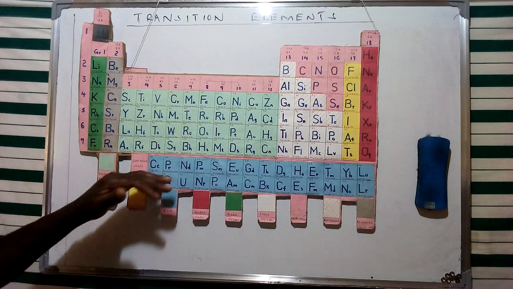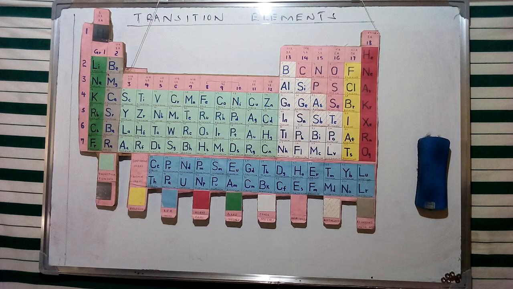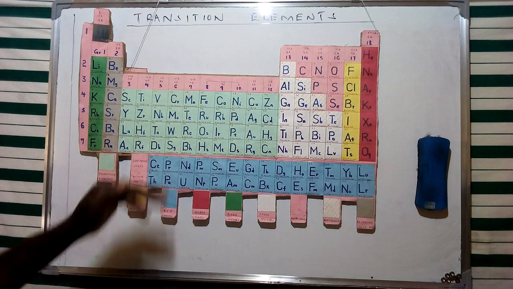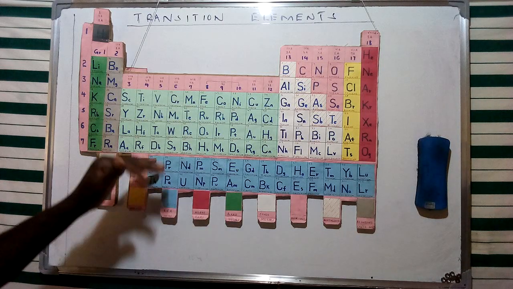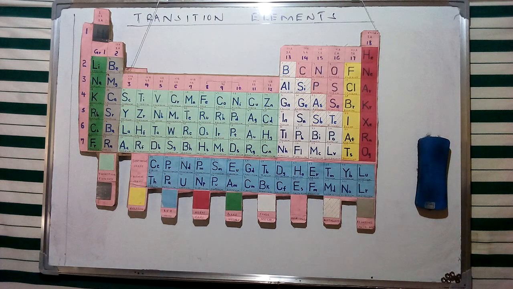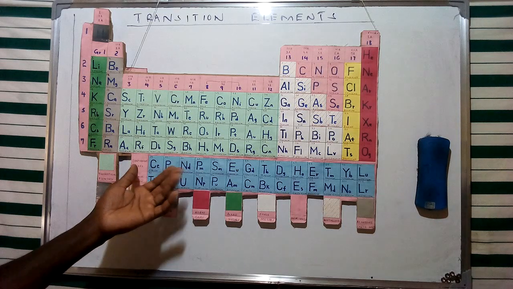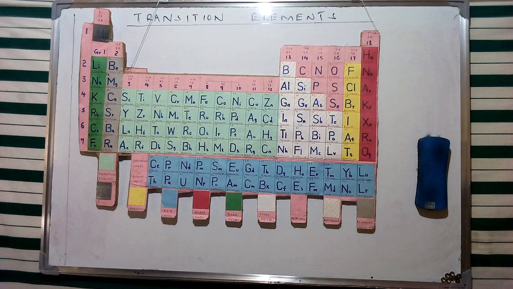And then we shall have this specific section which I refer to as the inner transition elements. These are the lanthanide and actinide series, which form a second category, whose last electrons enter the F subshell in the N-2 shell, just as we had mentioned in our introductory part. So this is basically how we are going to look at these specific elements.